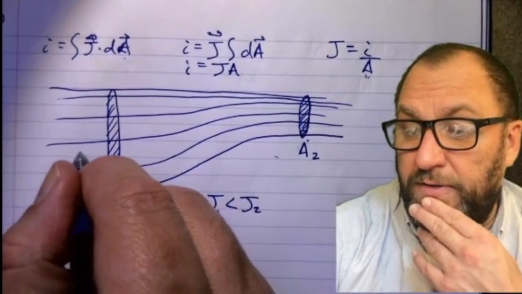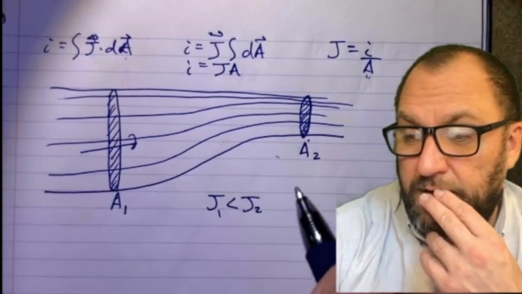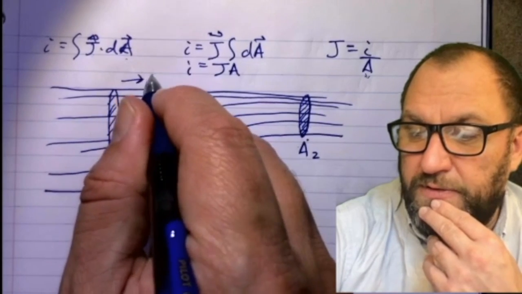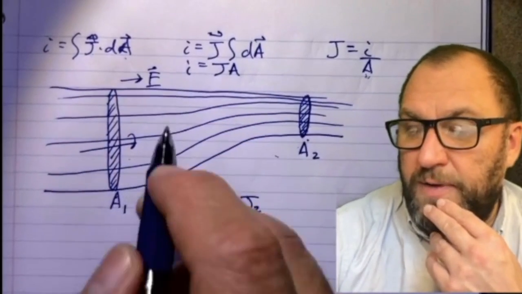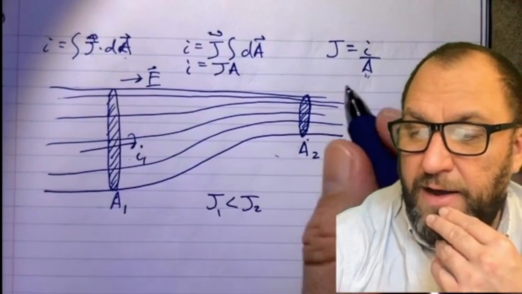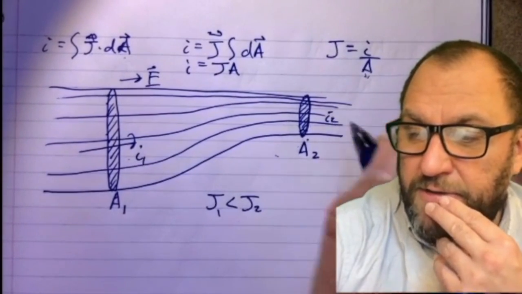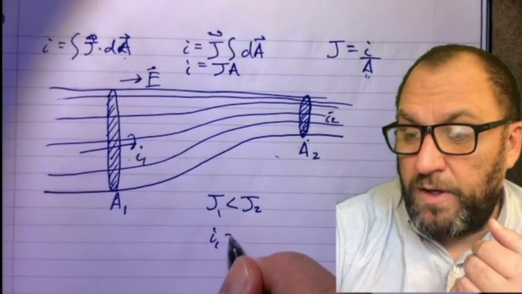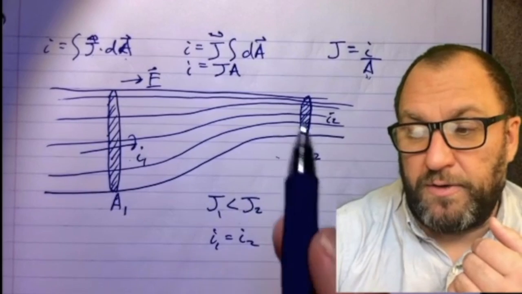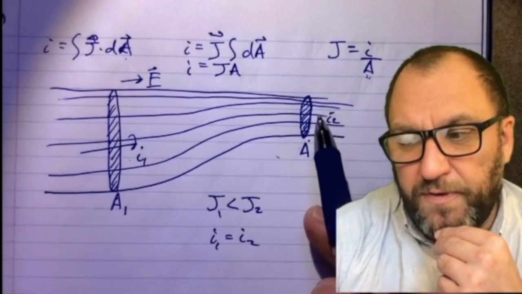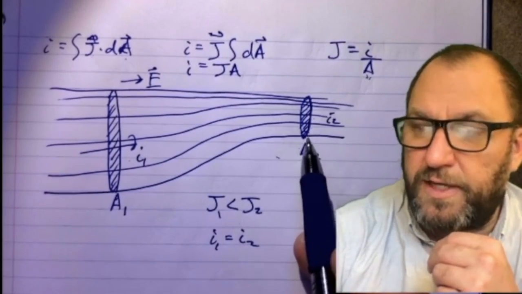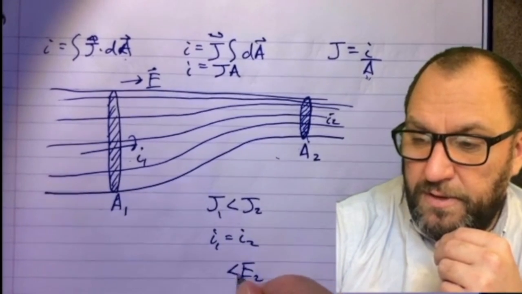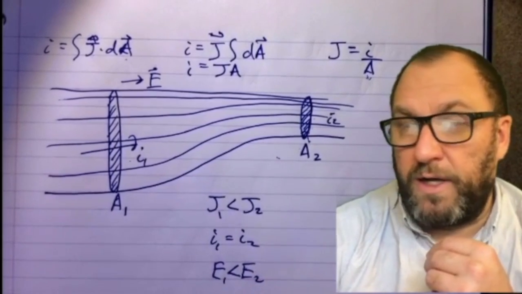If I look at the current flowing through here, we'll say the electric field is going in this direction. This is my electric field, then my current will be flowing this way. So we'll have I1 here and I2 over there. Well, I1 and I2 are the same, so I1 is equal to I2. Then the electric field is not the same. It's much more concentrated right here where it's smaller. So in that case, E2 is going to be much greater than E1.